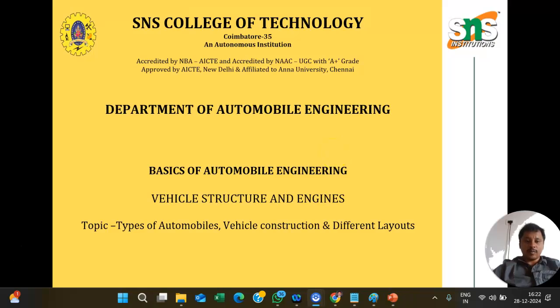Today we are going to see about the basics of automobile engineering, in which we are going to see the types of automobiles, vehicle construction and different layouts.